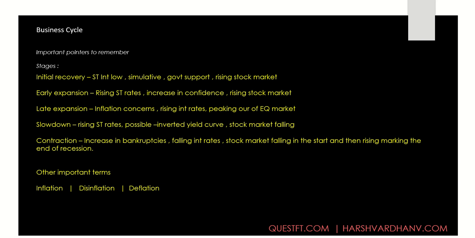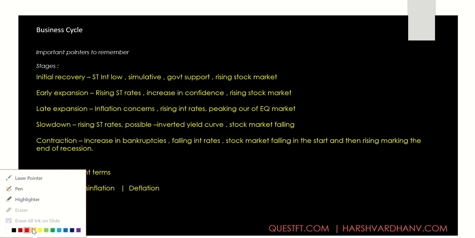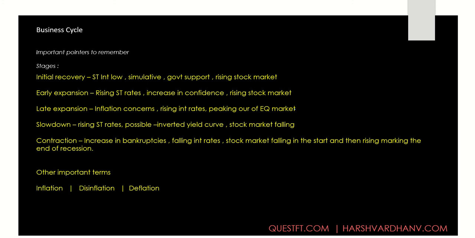Then we have one section on the business cycle. This is very simple in the real sense, if you understand that there are various stages of the business cycle: initial recovery, early expansion, late expansion, slowdown, and contraction. So let's take an example of these items. I'll use a blue color. Yeah. So let's take an example in 2020. Right now we are in March 2020.